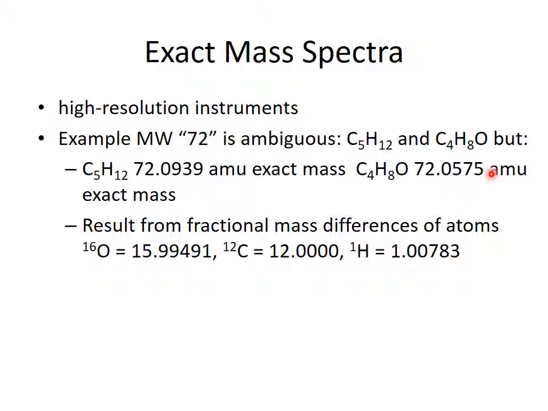And so the computer that is running this will give you an exact formula from calculating what the possible permutations are. This all results from exact masses of atoms. For instance, oxygen 16 has this particular mass, whereas carbon 12, remember, we define the carbon 12 isotope as having a mass of 12 AMU. And then hydrogen 1 has this exact mass. And so those exact masses are what give us the differences in the high resolution mass spec.